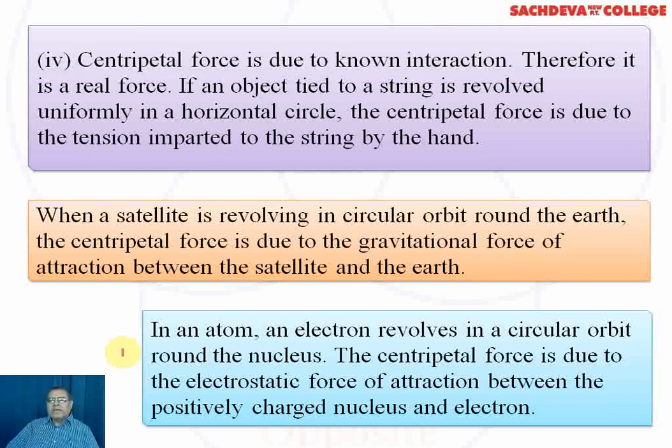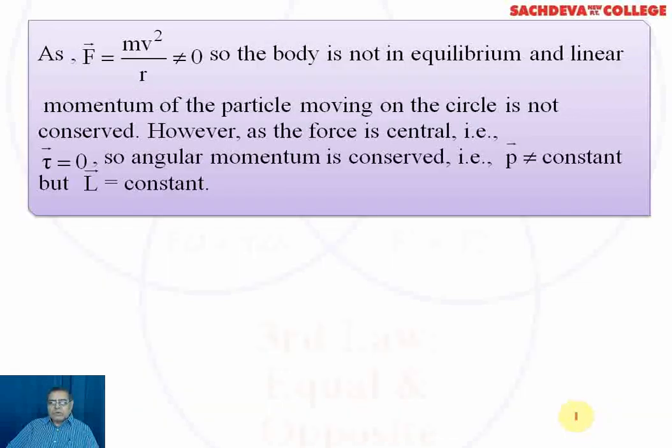So, if electron is revolving around the nucleus and electron is not falling into the nucleus, that means that the magnitude of centripetal force and centrifugal forces are equal, but the directions are opposite. Now we can explain it in this way. In an atom, an electron revolves in a circular orbit around the nucleus. The centripetal force is due to the electrostatic force of attraction between the positively charged nucleus and electron.